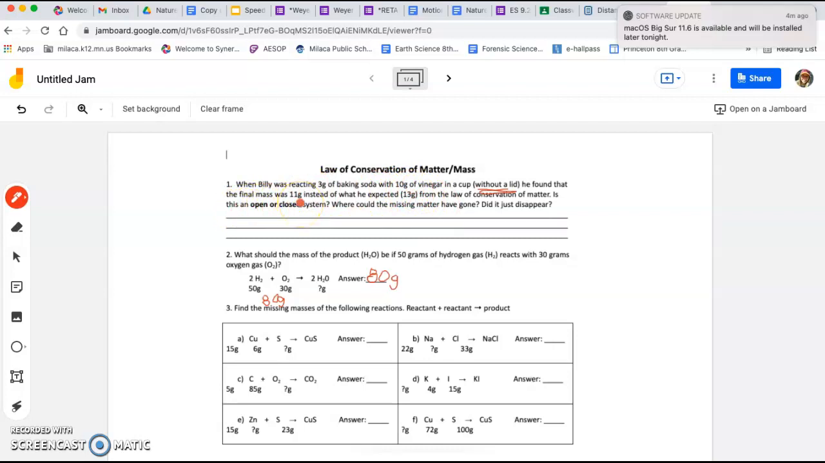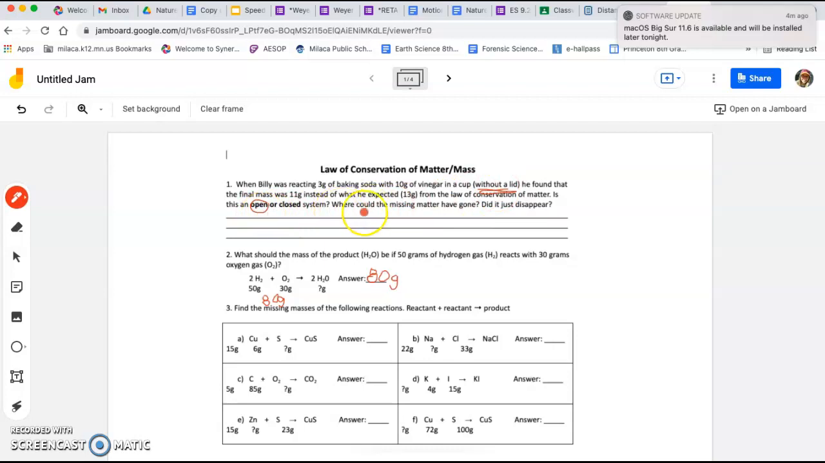What do you guys think? You're right. This was an open system. How do we know that? Well, from what I underlined here, it said it was without a lid. And we know that some of that mass, because the product was supposed to be 13 grams, but he weighed it and it was only 11 grams. So he's missing 2 grams somewhere. Because it was open, without a lid, they must have disappeared into the outside system.